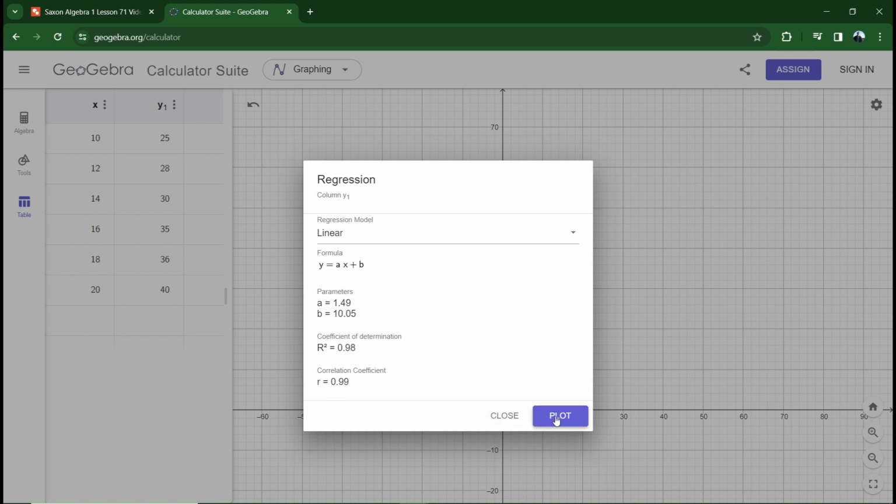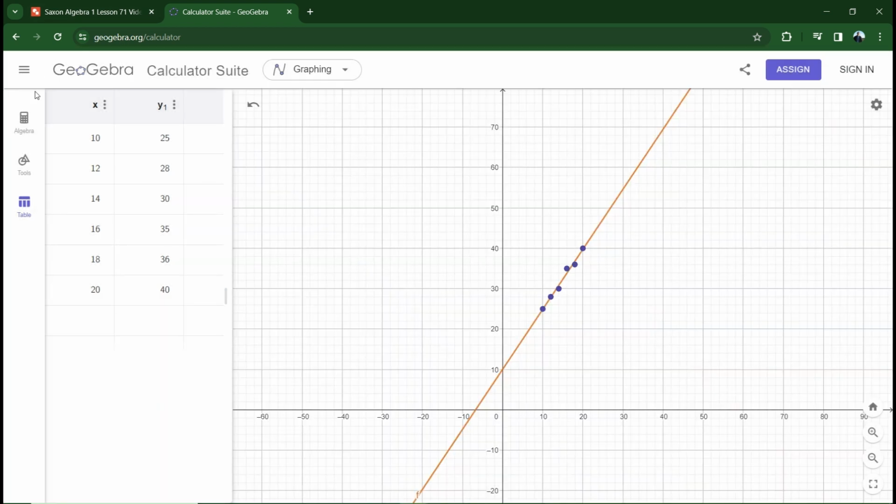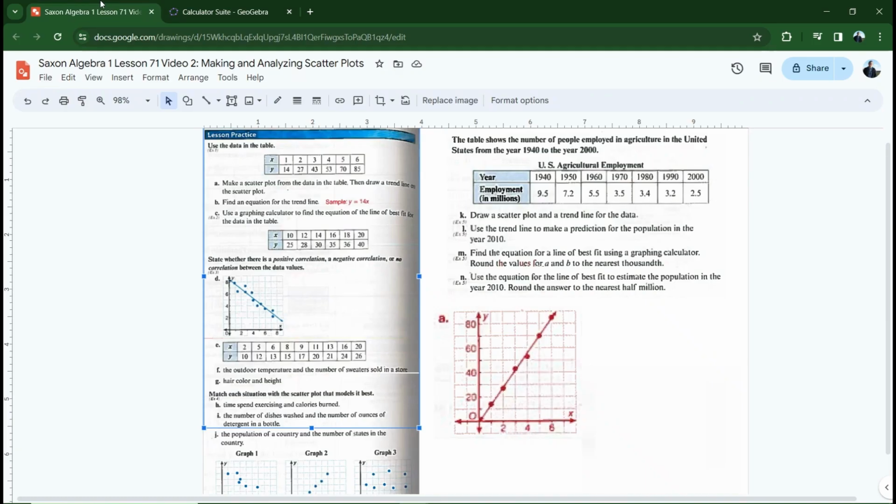All right, but I'm going to plot this line, okay? And then we're going to go back to algebra and look at my graph. 1.49 plus 10.05 is the line of best fit. And I think you saw before 1.49 plus 10.05. Mine just rounded a little bit more than that.